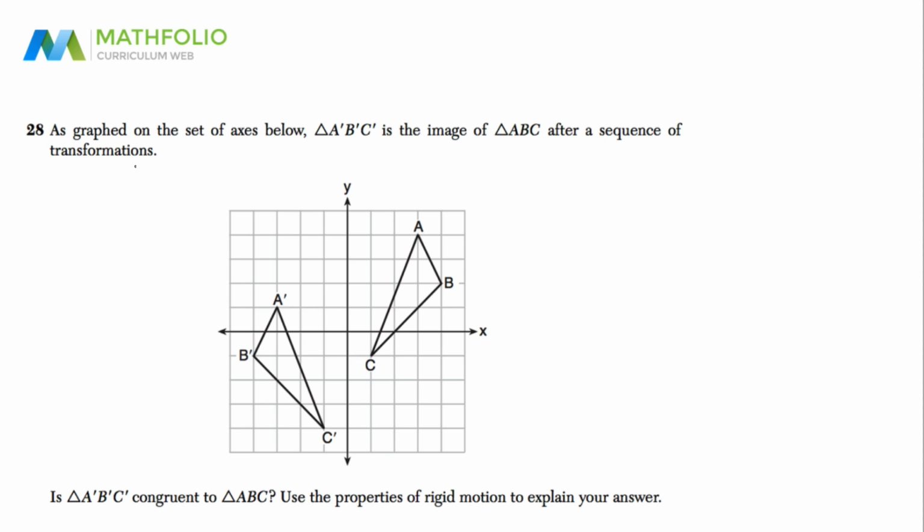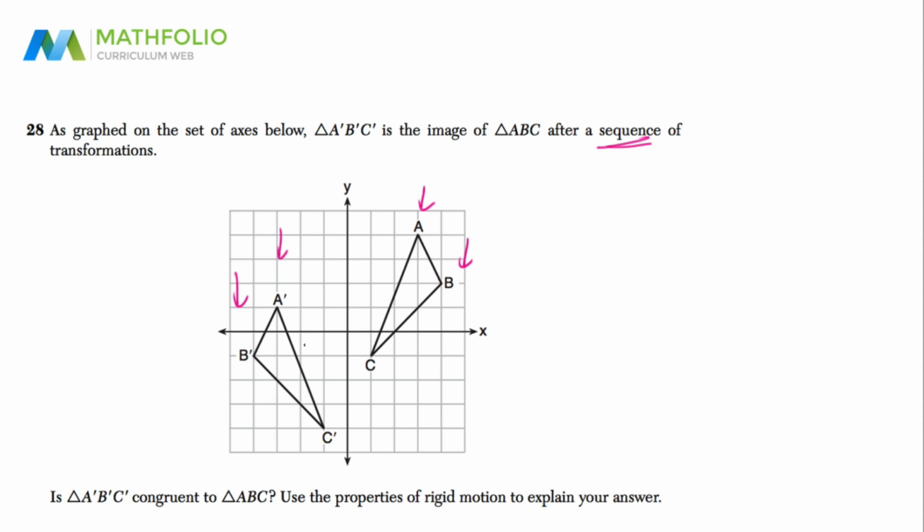So this says that A prime, B prime, C prime is the image of ABC after a sequence of transformations. It says, is A prime B prime C prime congruent to ABC? Use the properties of a rigid motion to explain your answer. Well, it does talk about a sequence of transformations, so let's think what might have happened. So I'm thinking maybe we could have reflected somehow. I'm seeing that A is here and B is here, whereas on the other side it's kind of flipped. B is now on the outer side.